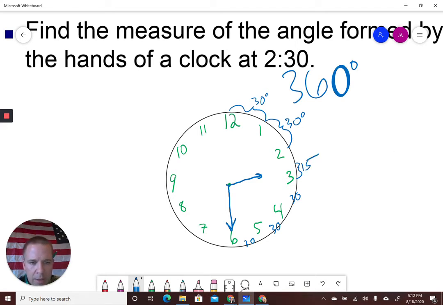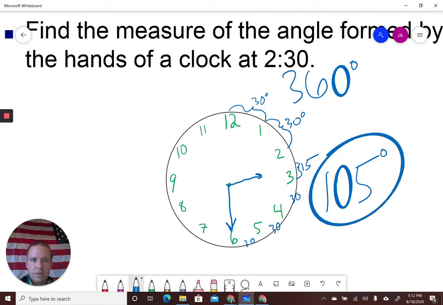Those are brackets there, guys. 30 plus 30 plus 30 is 90 plus 15, 105 degrees. Awesome stuff.